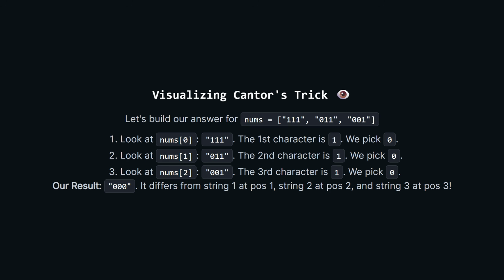Let's visualize that. For the string at index 0, we look at its character at index 0. If it's a 1, we make our answer's first character a 0. For the string at index 1, we look at its character at index 1, and flip it. Because our answer differs from the first string at position 0, and the second string at position 1, it is guaranteed to be completely unique.